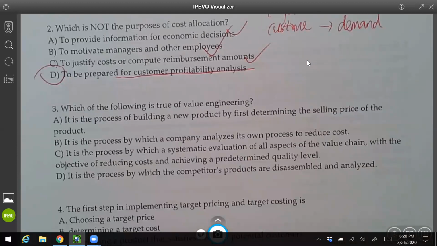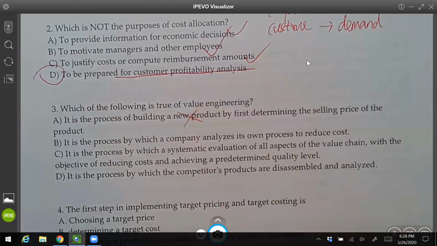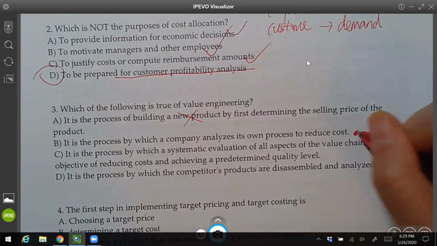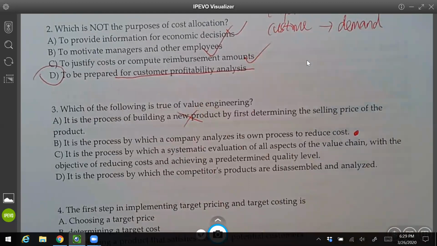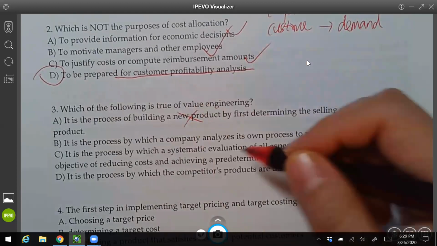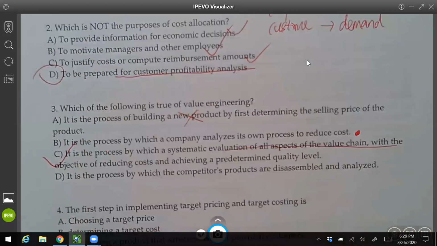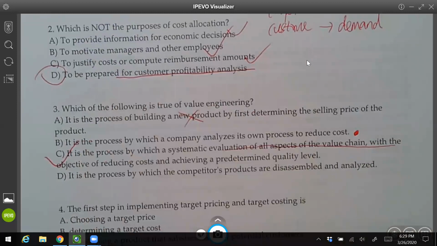Choice 3, value engineering. Process of building a new, no, it's not about a new product. It's the process by which a company analyzes its own process to reduce cost. Kind of correct, I will keep reading. Process by which systematic evaluation of all aspects. I believe this is the proper definition. Okay, so I would say this is not a perfect question.